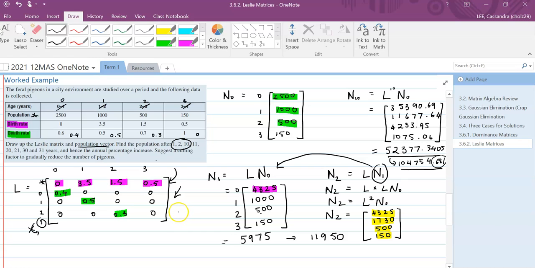Again, that could be something like poisoning, where fewer of a certain population of birds make it from one year to the next. So this would result in a pretty big decrease.